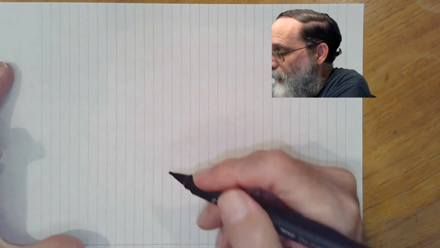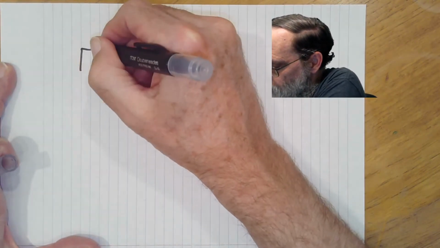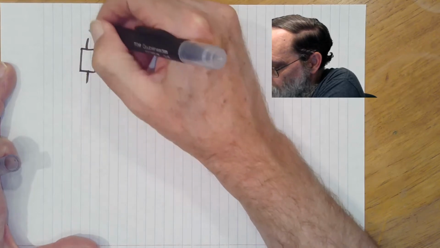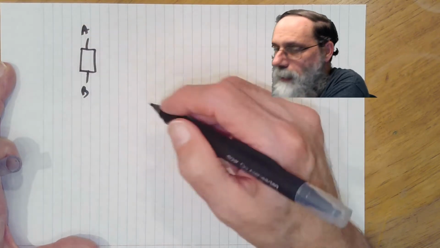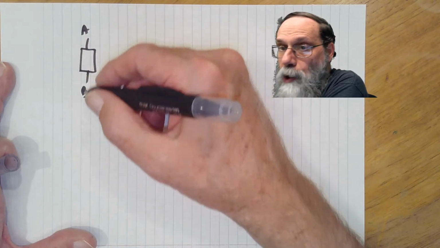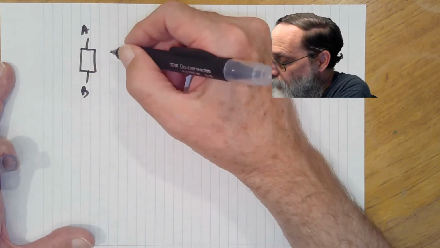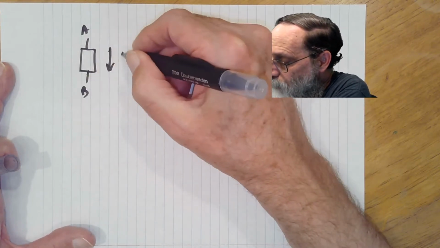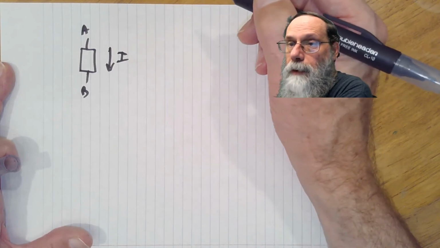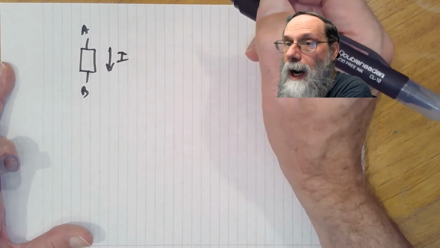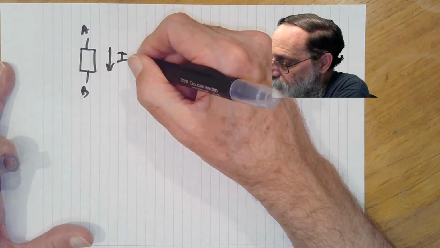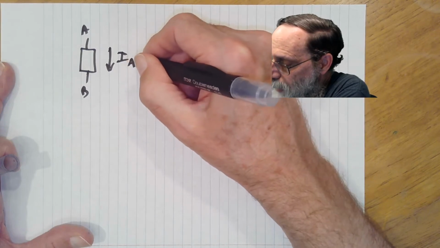So, if we have a component, nodes A and B, and we have charge flowing from A to B, that flow of charge is referred to as current. We'll usually abbreviate current with the capital letter I. And this would be current from A to B.